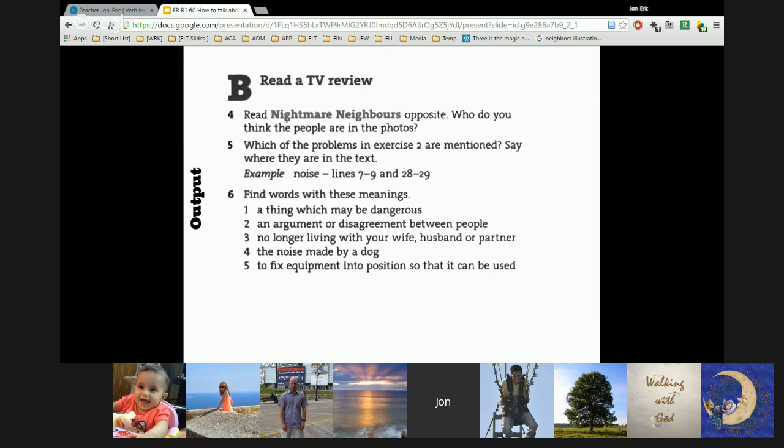dispute. These are words that you could use. Number 3, separated. You know, the crazy cat woman has been separated from her husband or whatever. Number 4, we could say barking dogs, for example. And number 5 said to install a camera. There are plenty of other vocabulary words we've noticed, but those are the answers here. And there's more in exercise 5 that we talked about, how they talked about noise, how they talked about parking problems, etc.